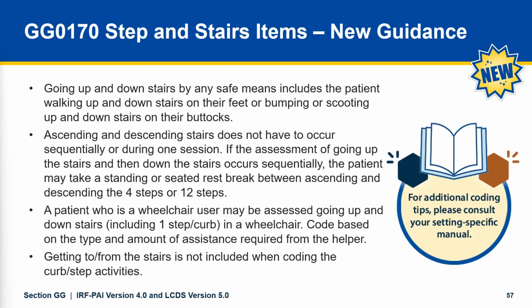Ascending and descending stairs does not have to occur sequentially or even during one session. If the assessment of going up the stairs and then down the stairs does occur sequentially, the patient may take a standing or seated rest break between ascending and descending the 4 steps or 12 steps and still be coded with a performance code. A patient who is a wheelchair user may be assessed going up and down stairs, including 1 step or curb in a wheelchair. The code should be chosen based on the type and amount of assistance required from the helper.